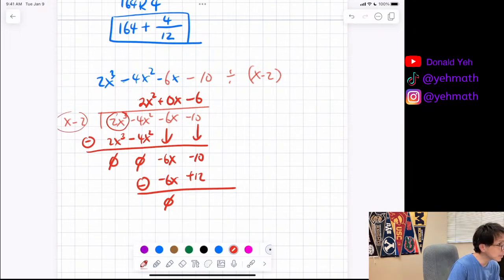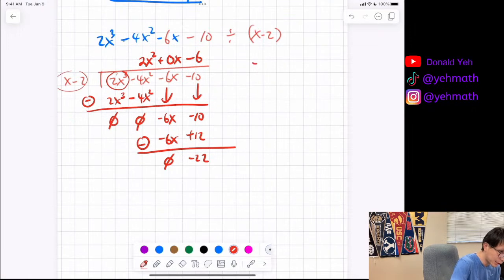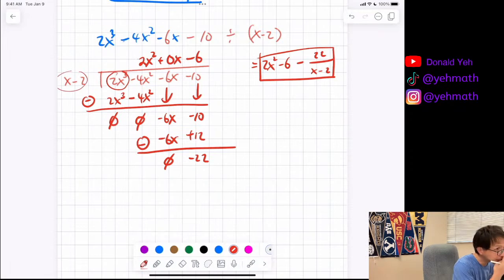A lot of people mess up this number. Is it 22? No, 22 is not correct. It's negative 22, because it's negative 10 minus 12. So it's negative 22. So the proper way to write the answer is equal to what? 2x squared minus 6 minus 22 over x minus 2. And that's the proper way to write answers.